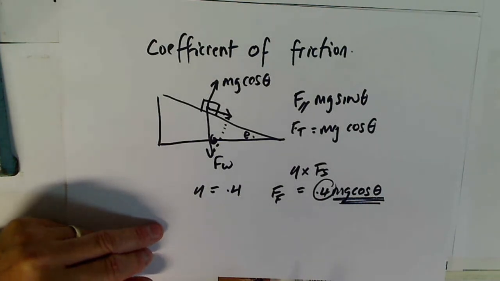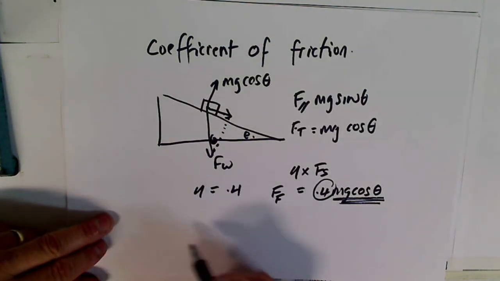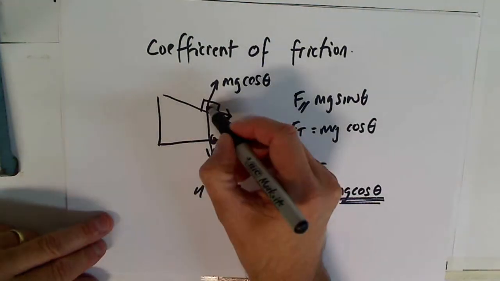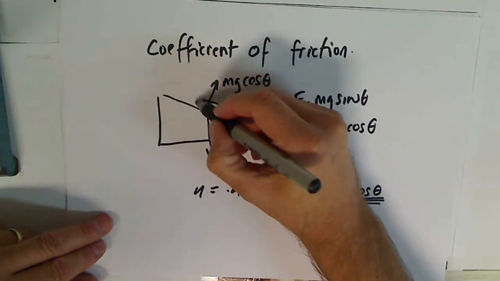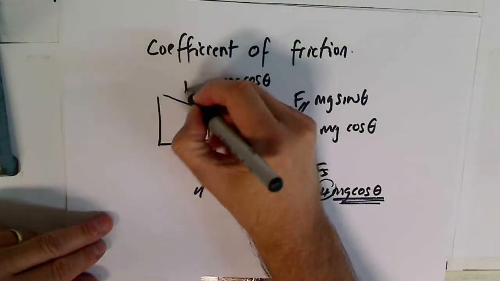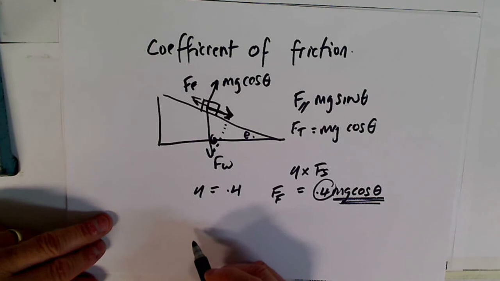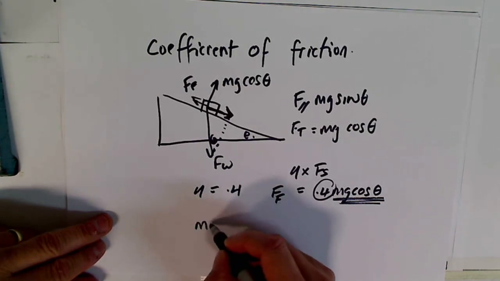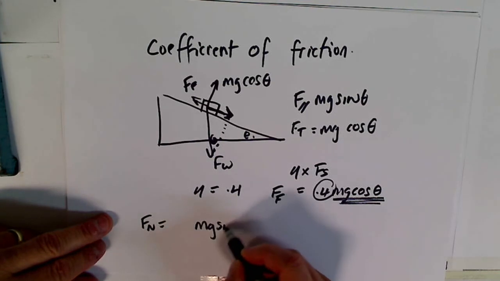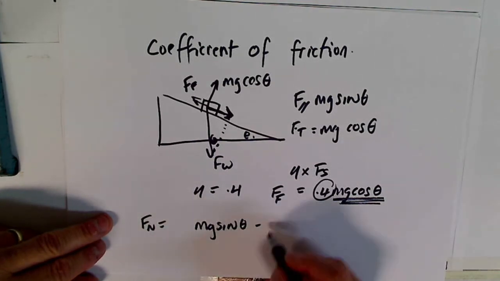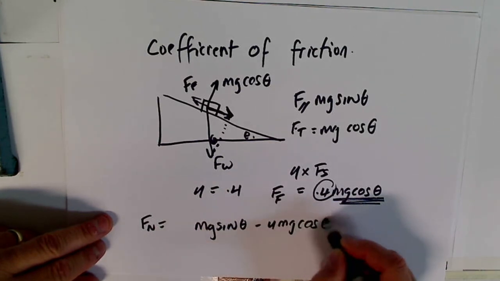So let's find a formula for acceleration. So we've got two forces operating. We've got this downwards force, mg sine theta, and we've now got a backwards force, friction. So the net force is going to be equal to mg sine theta, we'll just call it F net, mg sine theta minus mu mg cos theta.